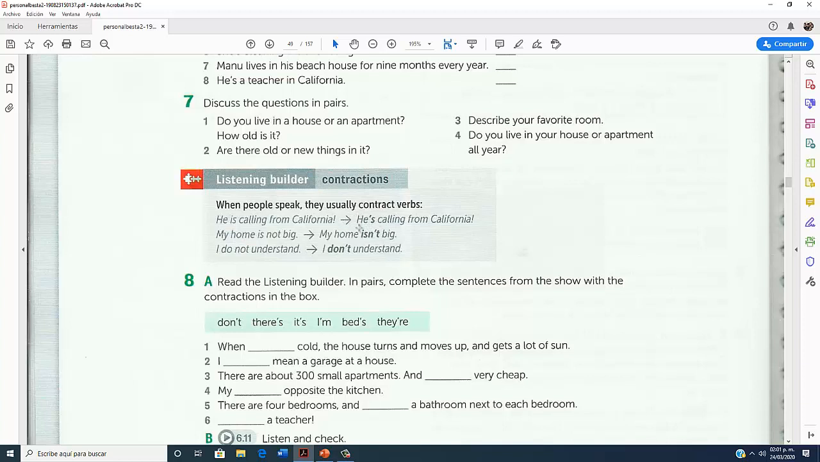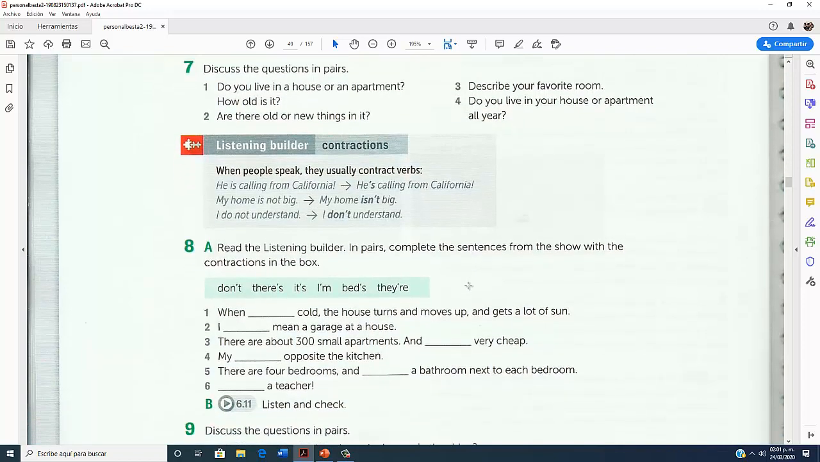Okay, and also in spoken language, when you speak, it is more common to use contractions. When you write, it's more common to write like this without contractions, especially if you are writing with a formal style. Okay, here you say he's calling. My home isn't big instead of is not big. I don't understand instead of I do not understand. You say I don't understand.